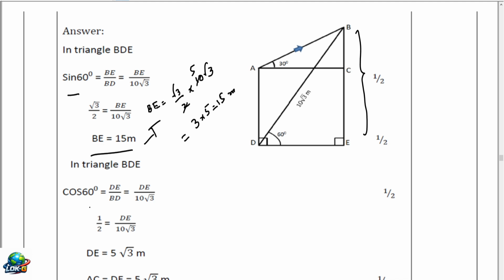Then in right angle triangle BDE, cos 60 is equal to adjacent upon hypotenuse, DE upon BD. Cos 60 is 1 by 2, DE upon 10 root 3. Do cross multiplication now. You will get DE is equal to 1 by 2 into 10 root 3. Two ones are, two fives are. Answer will be how much? 5 root 3. DE will be 5 root 3, right? Then automatically AC becomes what? 5 root 3. I hope you understood, my dear students. Meter.